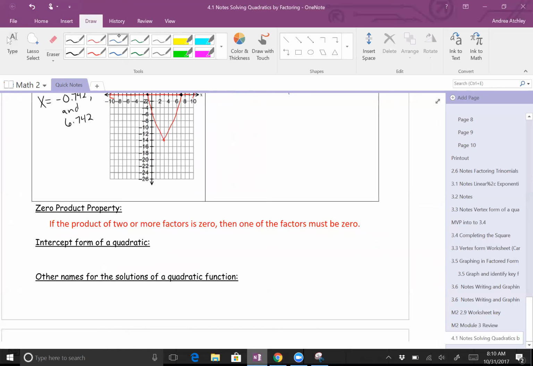Okay, intercept form of a quadratic is just factored form. Right, looks like this, f of x equals x minus 7 and x plus 3, something like that.